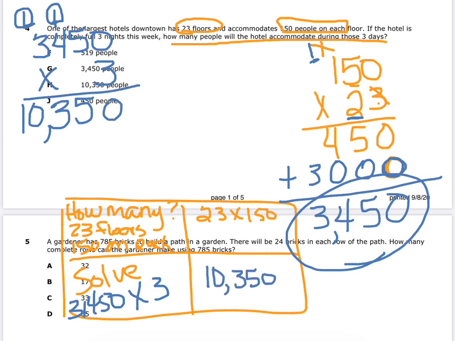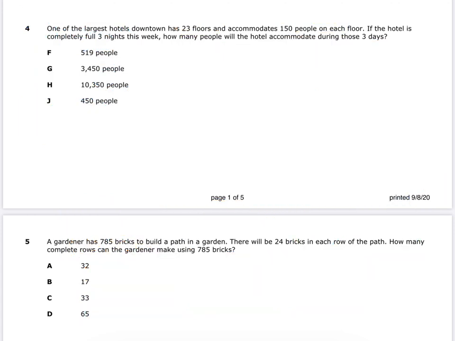So let's check. I multiplied 23 floors times 150 people on each floor. Got my total. Took my total and I multiplied the total by the number of days they want to know will be filled. How many people will be in 3 days? So we multiplied by 3. So 10,350 people.